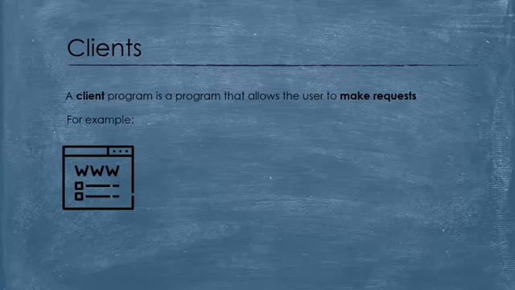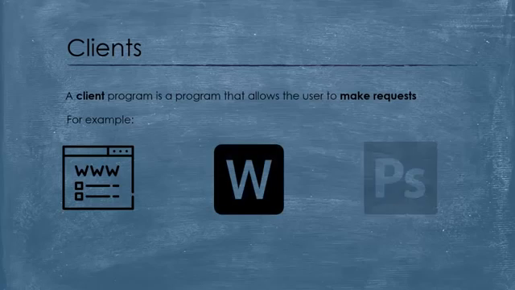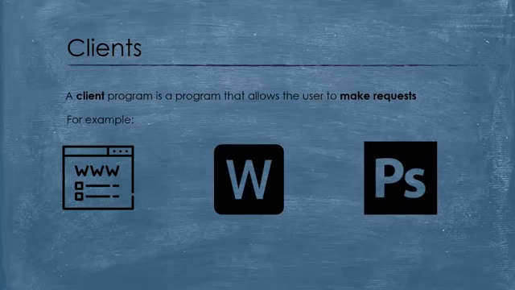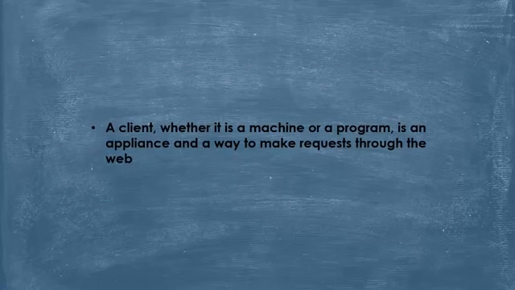Some programs such as word processors or photo editing software have an excess of online resources that you can get from their servers, such as themes or, I don't know, maybe help. Sometimes you find online support. In this case, these programs are called clients. So, what you need to remember is that a client, whether it is a machine or a program, is an appliance and a way to make requests through the web, okay? This is what we mean by a client.